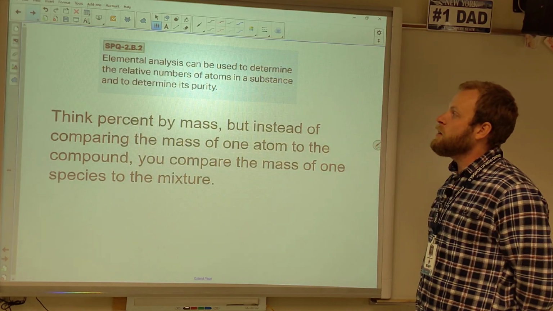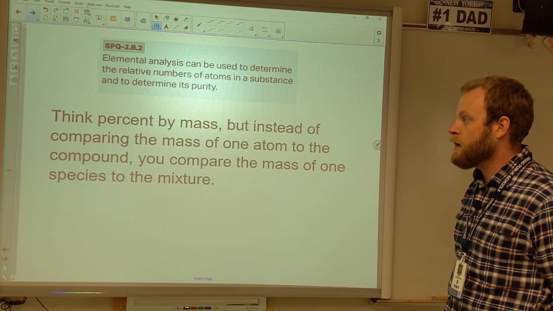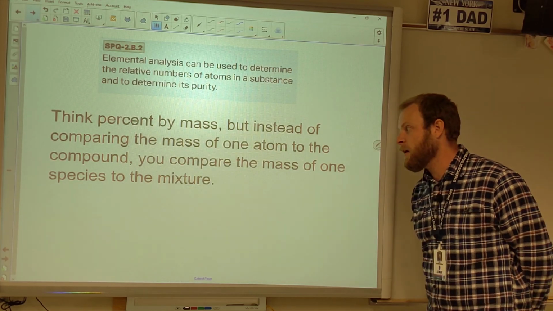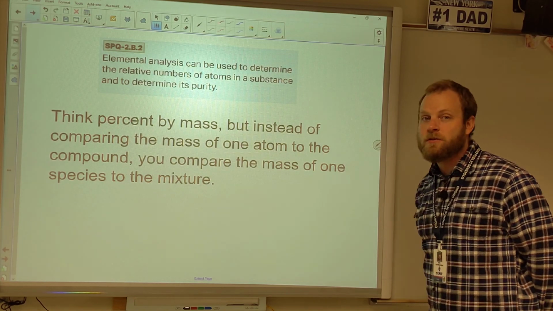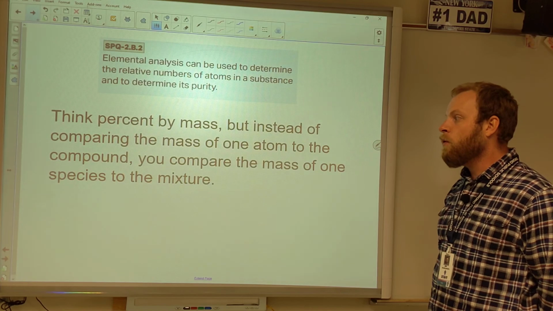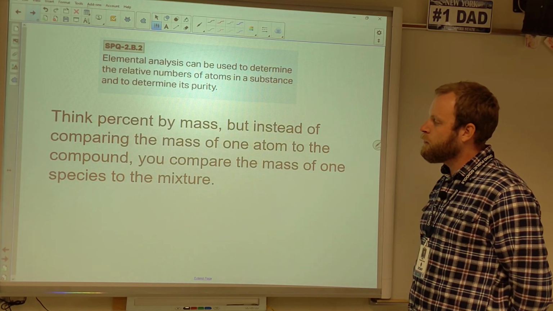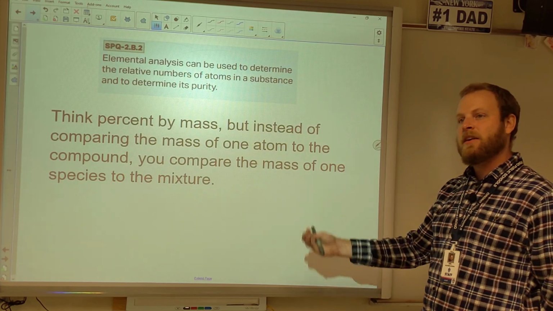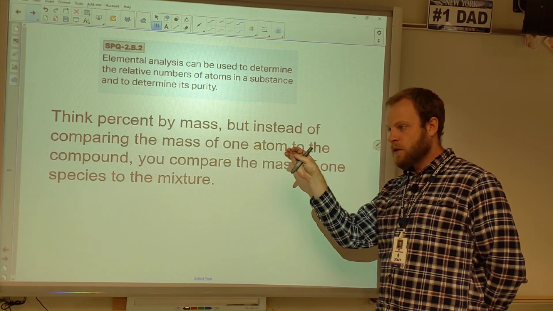Elemental analysis can be used to determine the relative numbers of atoms in a substance and to determine its purity. So think percent by mass, but instead of comparing mass of one atom to the compound, you compare the mass of one of the species to the mixture. So this is similar to the mole fraction stuff that we did before, except you would do it from the one species that you're trying to analyze to the entire mixture, just like we did the methanol to the solution.